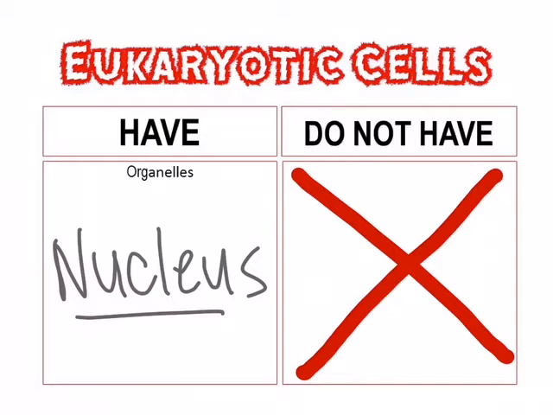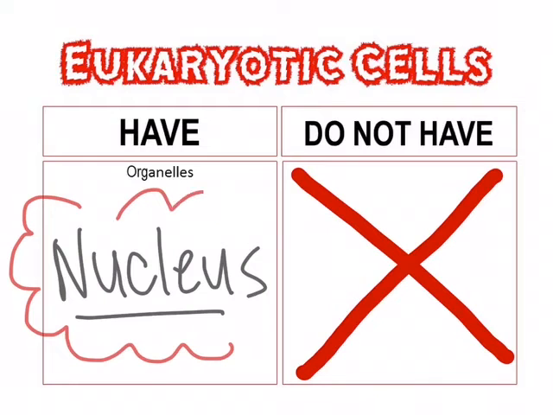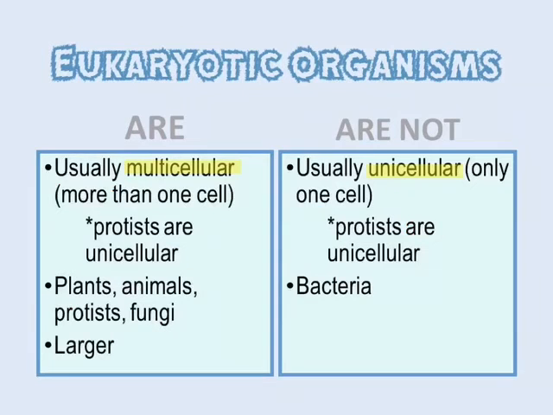The best way to recognize a eukaryotic cell if you're looking at a picture is with a nucleus. So you won't see any free-floating DNA because it will be inside the nucleus. Eukaryotic organisms are usually multicellular. However, there's some exceptions to that rule. Protists are unicellular, and so are some fungi. Plants, animals, protists, and fungi are all eukaryotic, and they are larger than prokaryotic organisms. Usually, like I said before, they are not unicellular. However, that's not always true, and they are not bacteria.